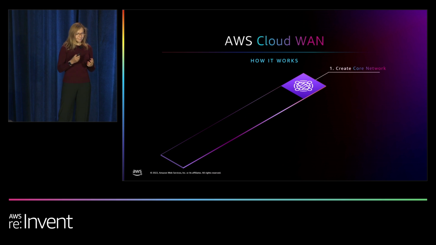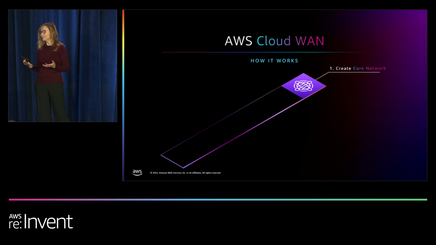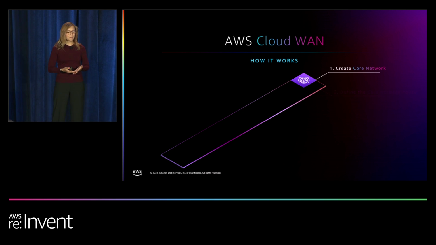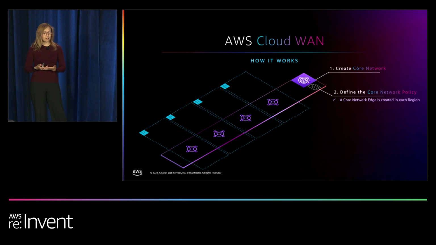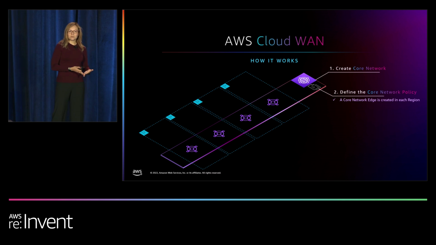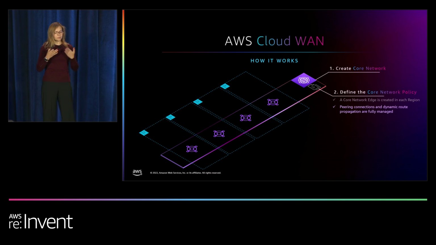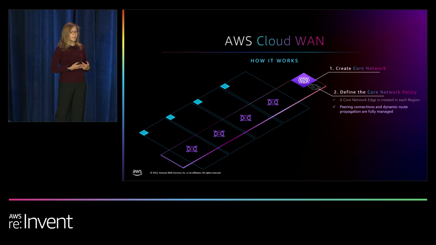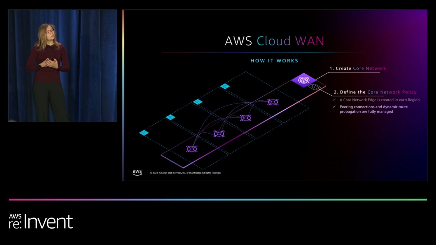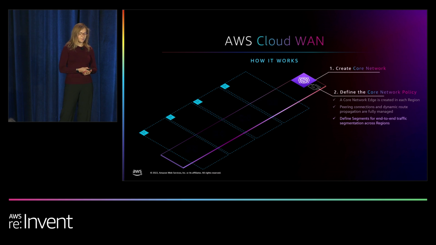How it works. First and foremost, you create the global core network, right? Second, you need to define the policy. You need to specify in that policy the regions where you want to deploy, and AWS will take care of connecting those regions together. You do not need to create peering connections anymore between regions, and it will also take care of dynamically advertising the routes between regions, right? So keeping that end-to-end segmentation.